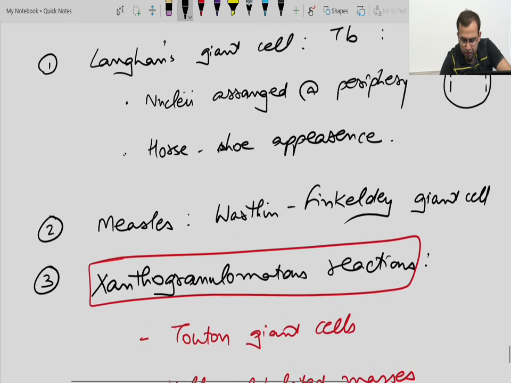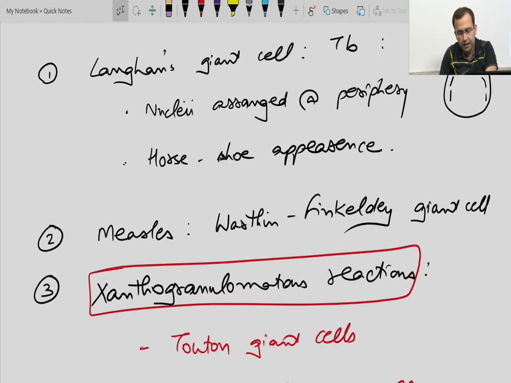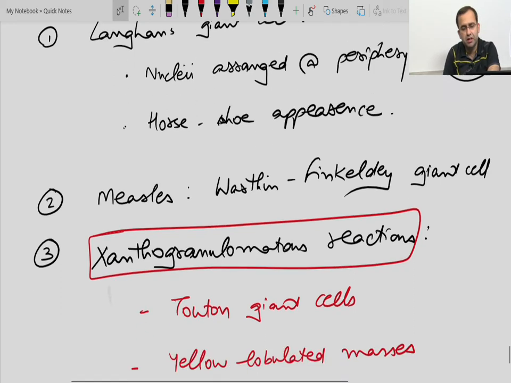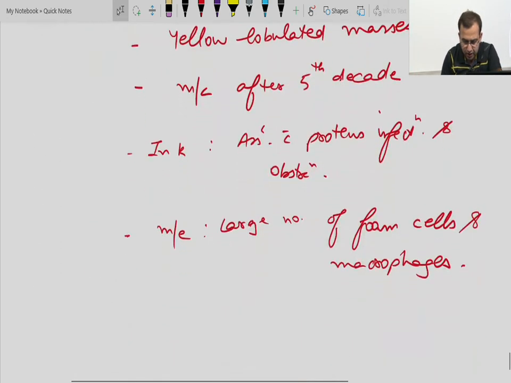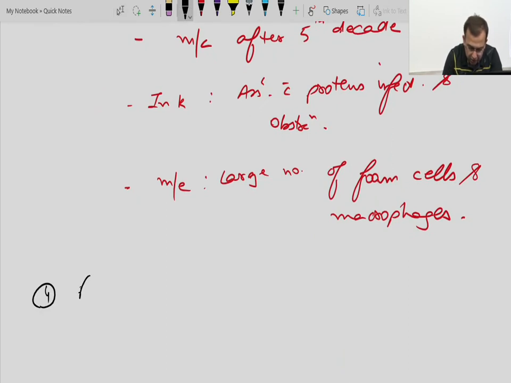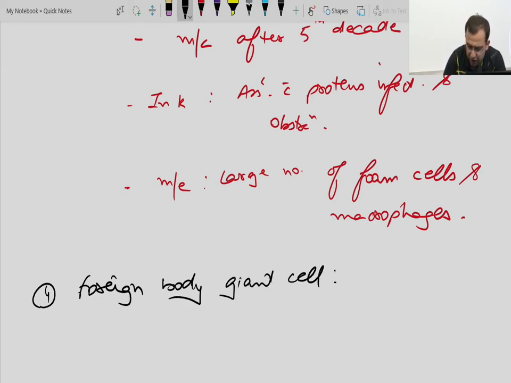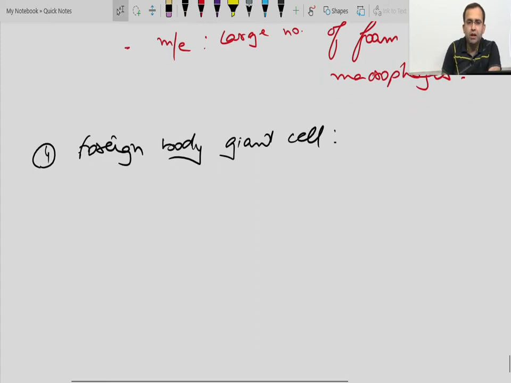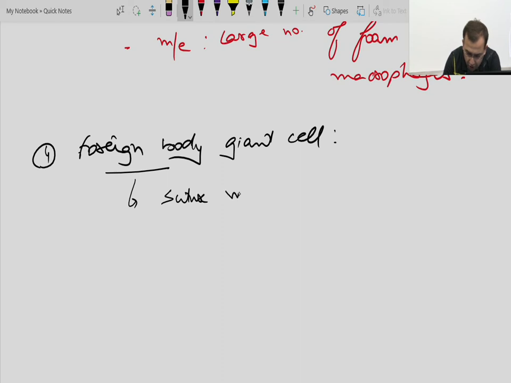Which pathological giant cells have we seen till now? Langerhans giant cell in TB, Warthin-Finkeldey in measles, and Touton giant cell in xanthogranulomatous reactions. The next pathological giant cell is the foreign body giant cell. What do we mean by a foreign body? It can be suture material or talc powder. How do we recognize a foreign body giant cell?